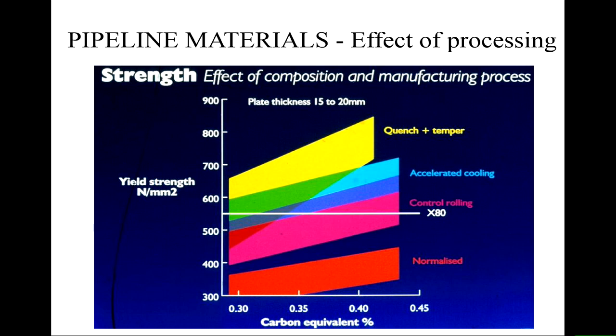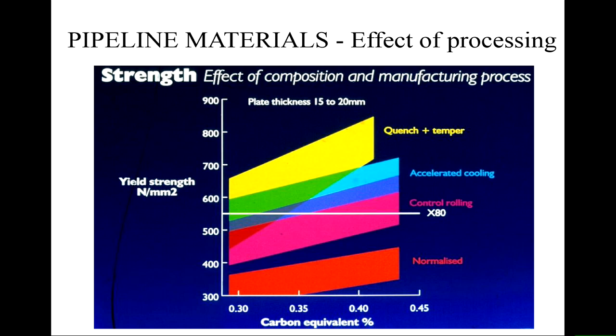So if just normalized steel, where we just have a cooling from heating to 900 and then cooling in air, the strength goes up with carbon equivalent, but it's not actually a very big change, and it's below the standard. So just by simple normalizing, you can't make X80. By controlled rolling, we can make X80, but only at high carbon equivalent. So the next one up, if we put the accelerated cooling in, we can drop the carbon equivalent where we can get the X80, which is what you want.